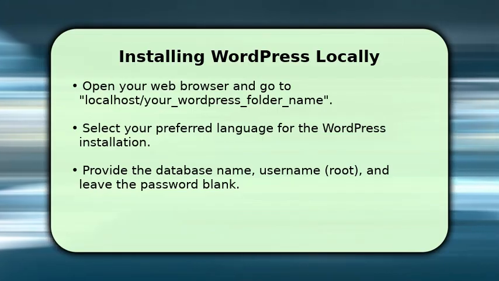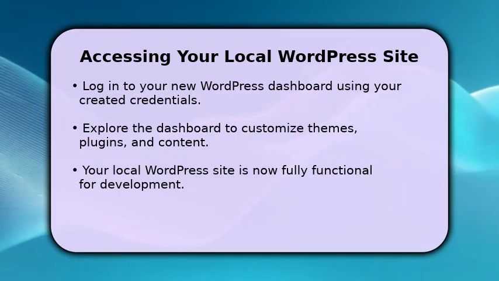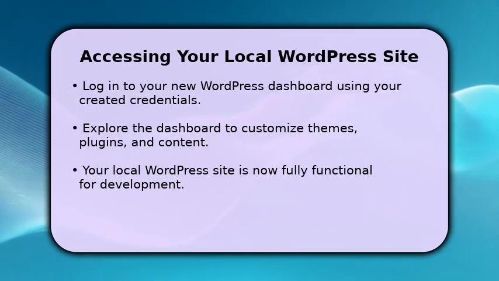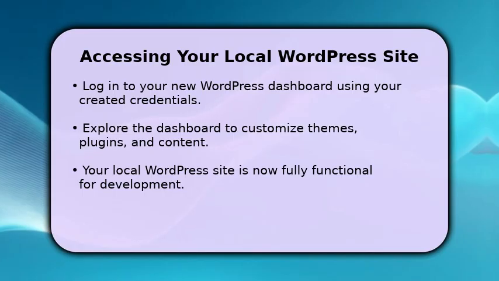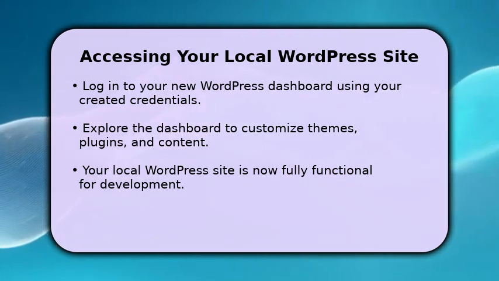Finally, provide your site title, create an admin username and a strong password, and enter your email address. Congratulations! Your WordPress website is now set up locally using XAMPP. After completing the installation, you can log into your WordPress dashboard using the admin username and password you just created. From here, you have full control to customize your site, install themes, add plugins, and create content.